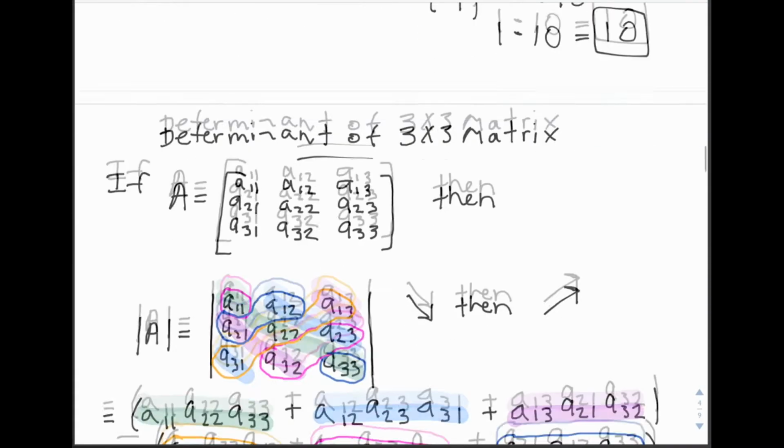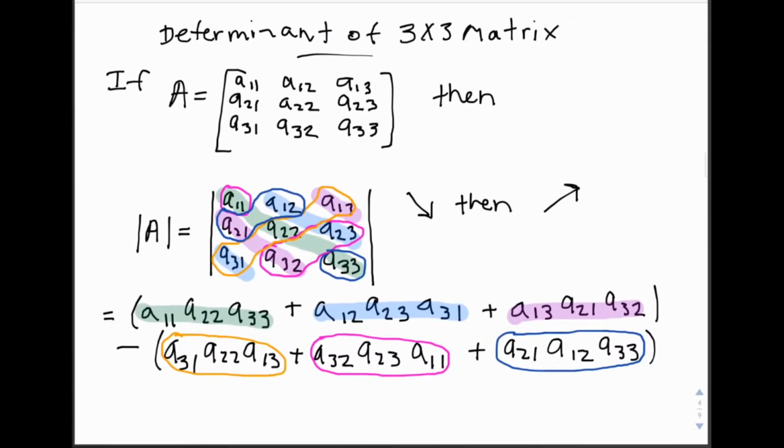Okay, so let's go ahead and look at finding the determinant of a 3 by 3 matrix. So say we have a matrix A is equal to, and we know that this is a matrix because we have these square braces here. Then we have the determinant, and what we're going to do is go in the downward direction first, and then we go in the upward direction.